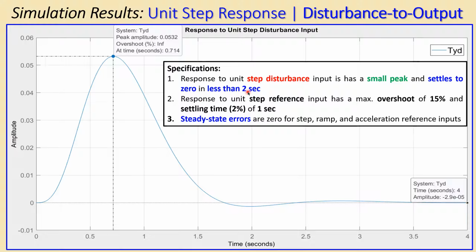And of course we need it to settle to 0 in less than 2 seconds. If I look at 2 seconds, it is not 0. It is starting here at 0, but then it goes up and then goes down.